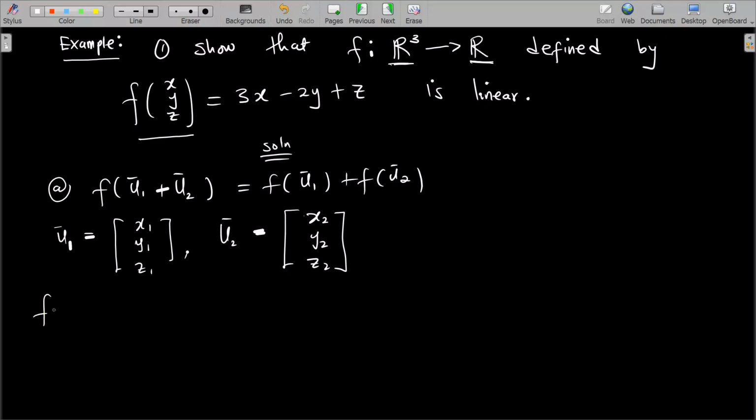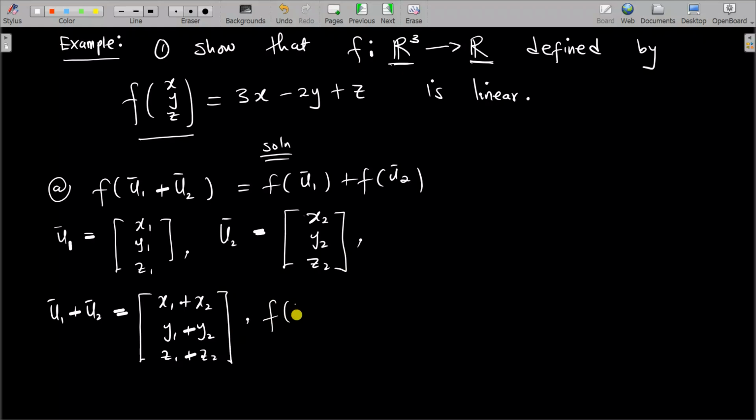Then f of u1, let's first do u1 plus u2. Okay, u1 plus u2 should be equal to, the summation of two vectors is summing the components. Okay, x1 plus x2, y1 plus y2, z1 plus z2, right? So what are we going to do? We are going to take f of u1 plus u2, right? And that is equal to what?